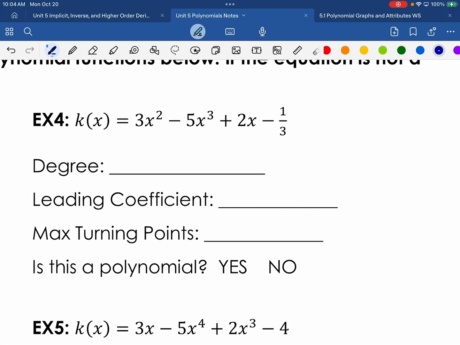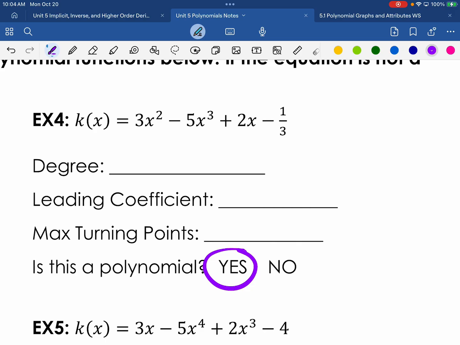All right, on example 4, is it a polynomial? Yes. The 1/3 is a coefficient, not an exponent. What do you mean? It's a fraction. It's not an exponent. The fraction's chill though. So, no fractions unless sometimes there's a fraction.